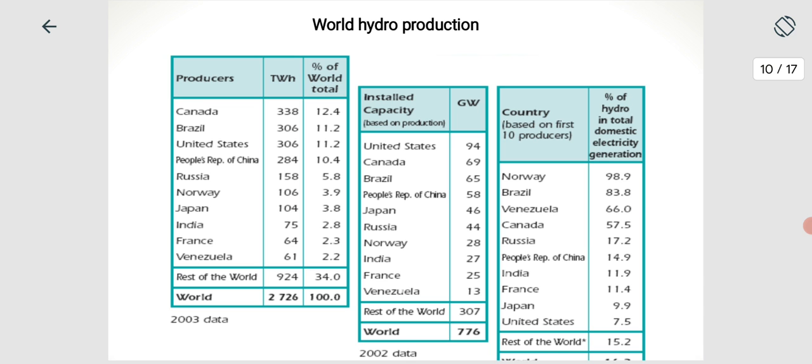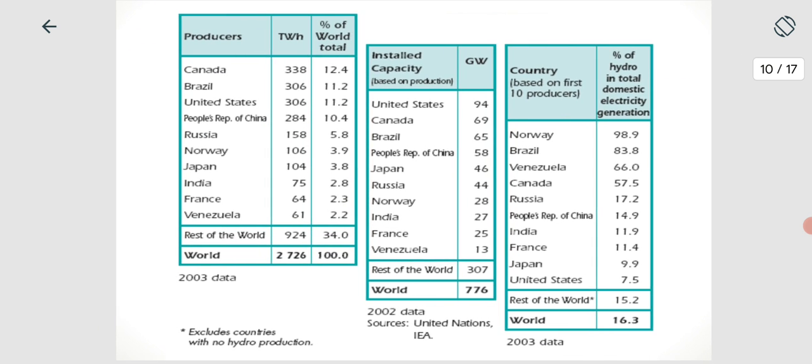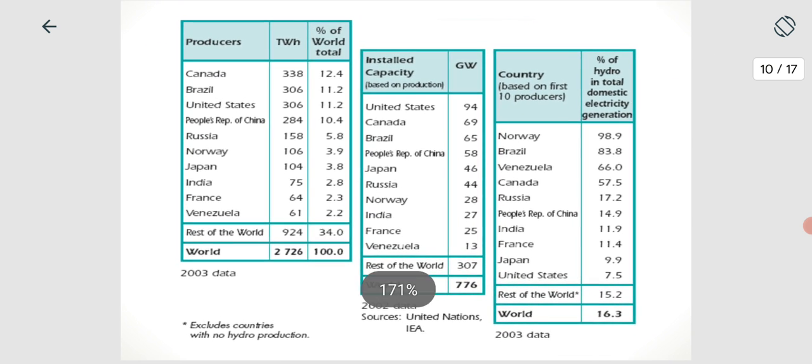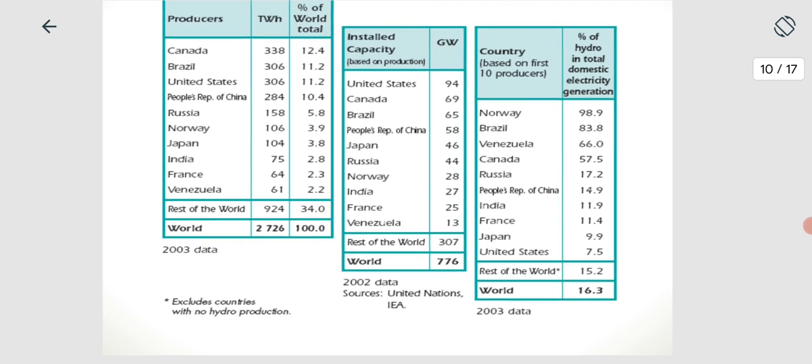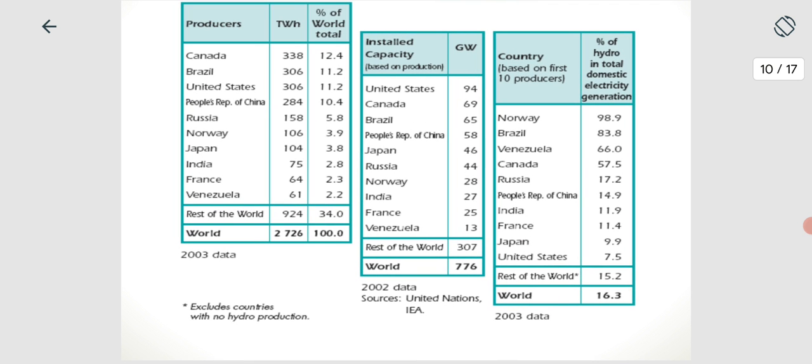So the total for the world is 2726, out of 100%. Likewise, you have to install capacity based on the production, so in the United States, Canada and Brazil, these are the watt figures on a production basis.